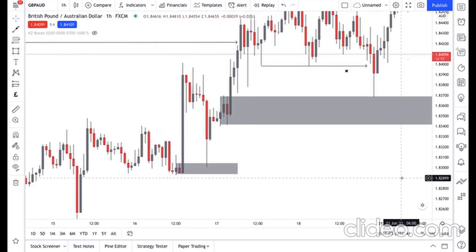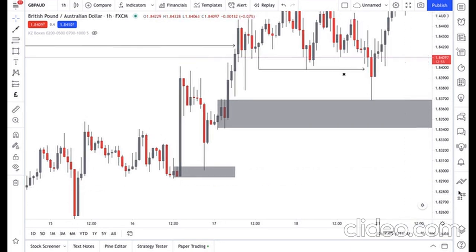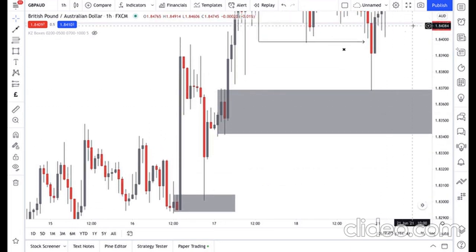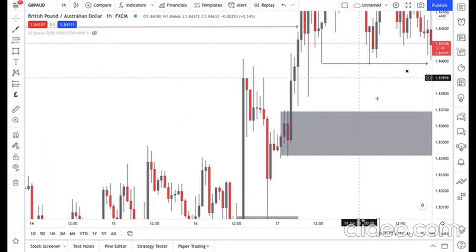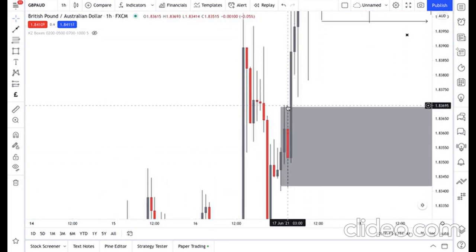Does that make sense, guys? Now, look here. Is there any further examples? Here. This wick, that wick, they didn't meet, but this candle here pulled back, filled in that imbalance.